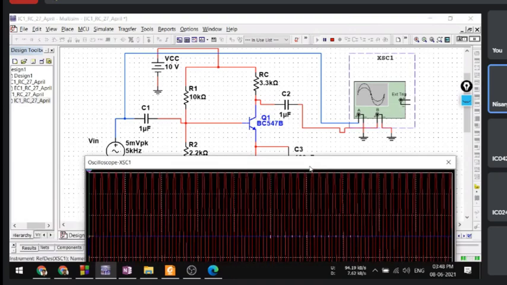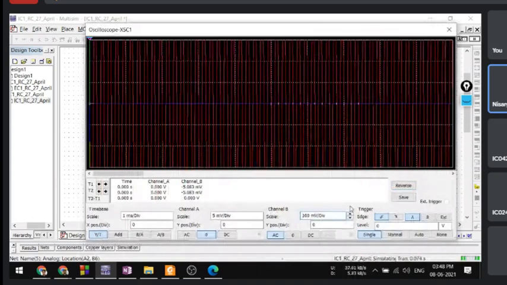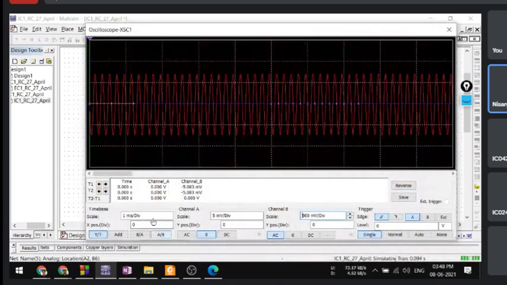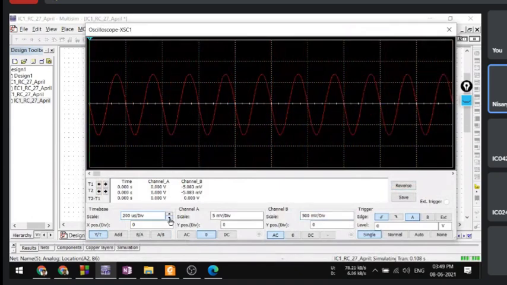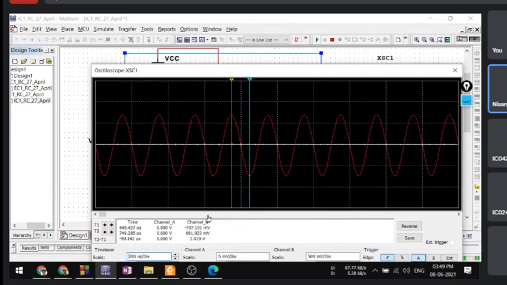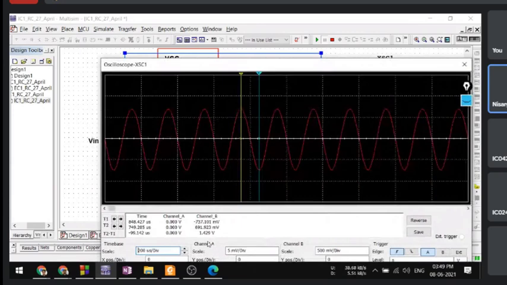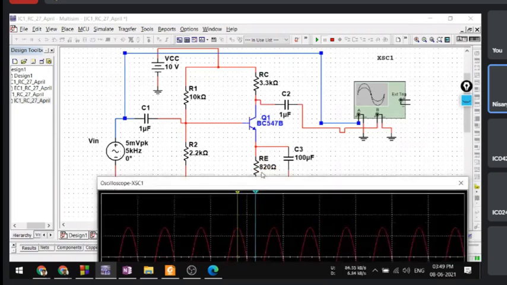Double click. So here you can see that red is your output waveform, blue is your input waveform. Let me change the scale. This is your output waveform. Let us pause it and measure the peak to peak. Keep cursor 2 on the positive peak, and keep the cursor 2 on the negative peak. How much peak to peak? 1.429 volt. 1.429 volt is your peak to peak value for RE equal to 820 ohm.